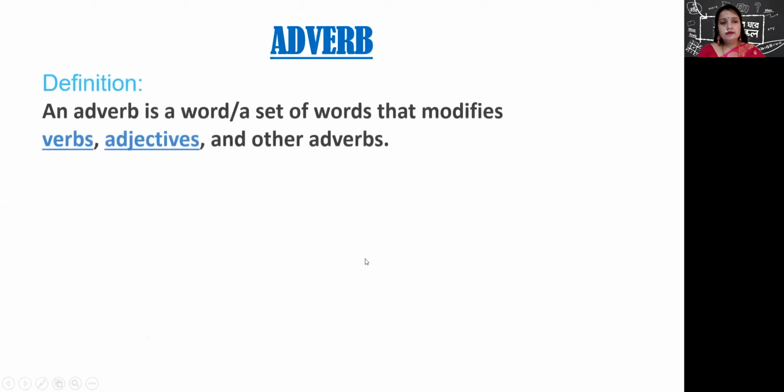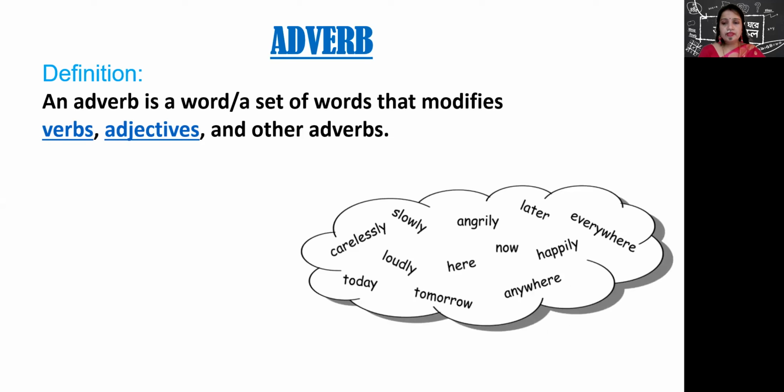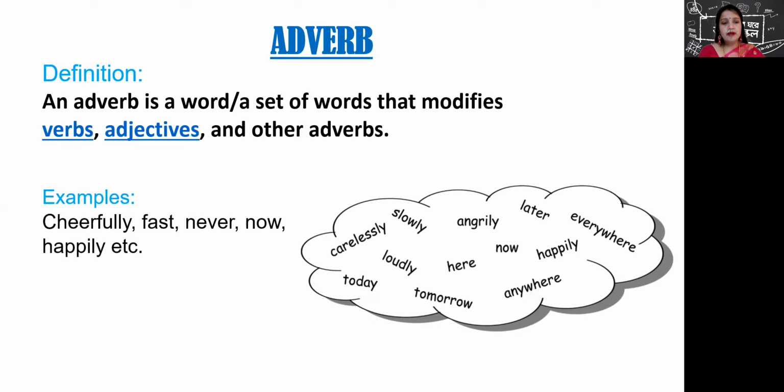Adverb. An adverb is a word or a set of words that modifies a verb, an adjective, or another adverb. Understand, my dear students? Here are examples: slowly, later, now, happily, here, loudly, today. All are examples of adverbs. Carefully, fast, never, now, happily, etc. Here is a sentence: She eats slowly. Here, slowly, with L-Y, is an adverb.